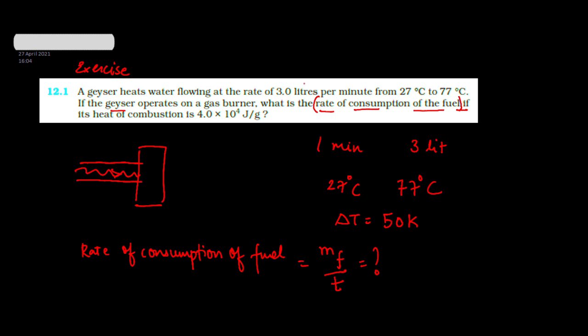Rate of consumption of fuel means how much fuel is used in 1 second or in 1 minute, that is the rate of consumption of fuel. So if the heat of combustion is 4 into 10 raised to 4 joule per gram.